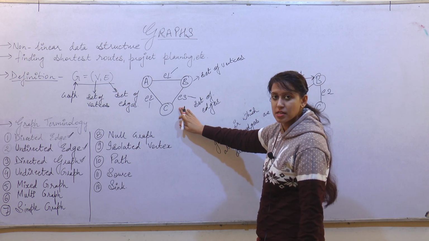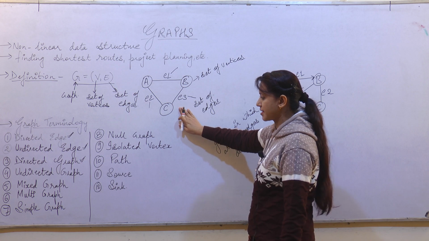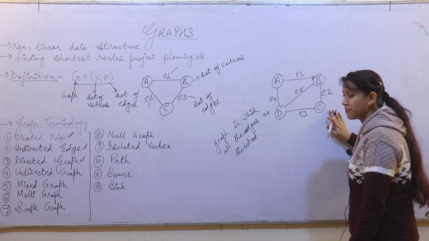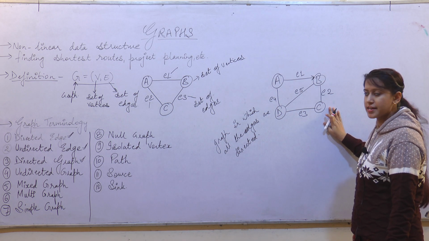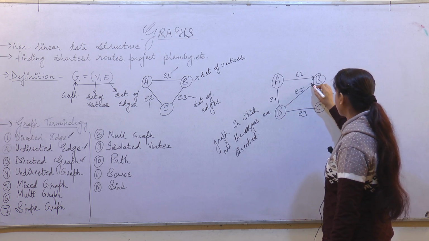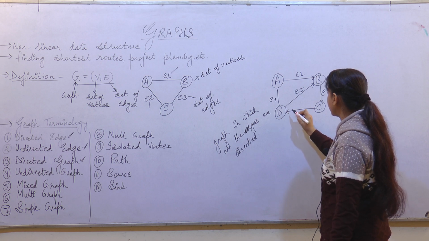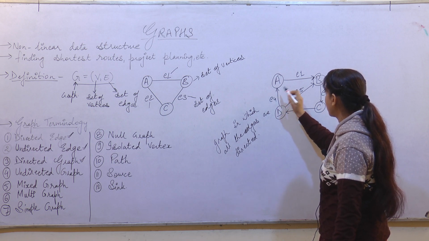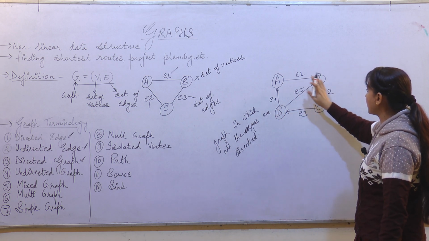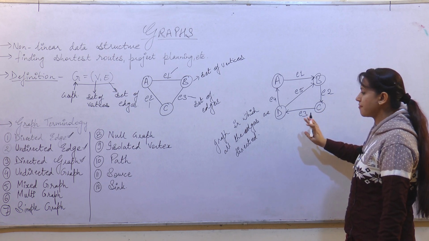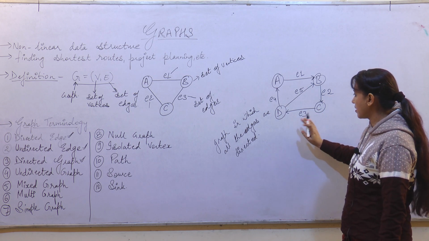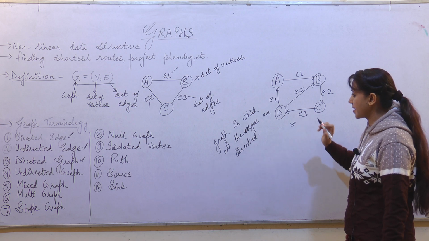This graph is not the example of directed graph. This graph is also not the example of directed graph, but if we give direction to all the edges, now all the edges have proper direction. Now this graph becomes the directed graph.